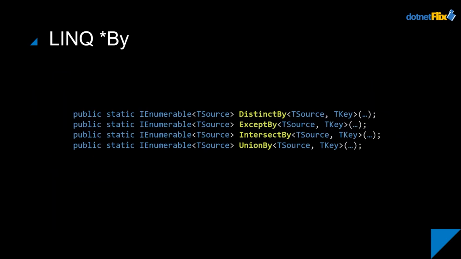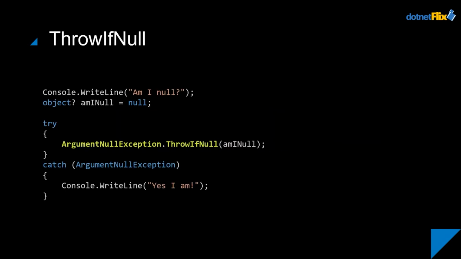There's a couple of other Linq methods that have been added, and these are the DistinctBy, the ExceptBy, the IntersectBy, and the UnionBy methods, which all work similarly to the MinBy and the MaxBy methods. Then another small helper method that's been added, the ThrowIfNull method on ArgumentNullException, which simply throws an argument null exception if the reference object that you pass to it is null.